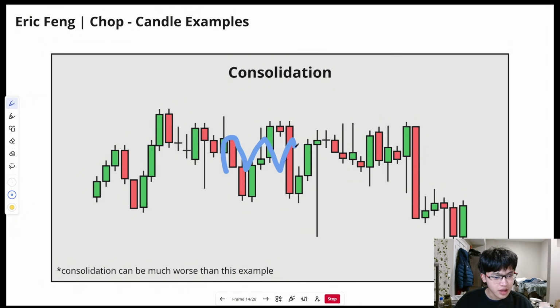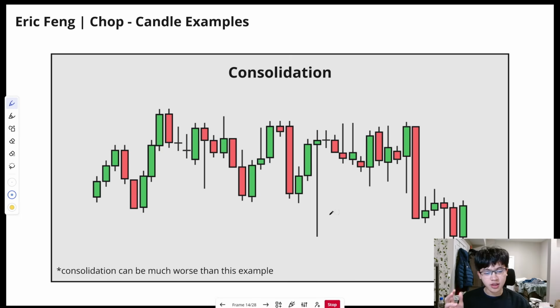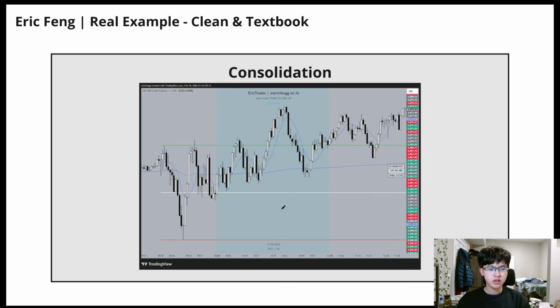Right as this is moving, it's very unpredictable. These are just not great conditions. You get a random spike out of nowhere, or you think it's going to go up, then it actually goes down. You think it's going to keep going down, but then it actually goes up. Basically, it's just a mess. And this is not even a bad example. Consolidation can be much worse. Let's look at a real example of consolidation on the chart.